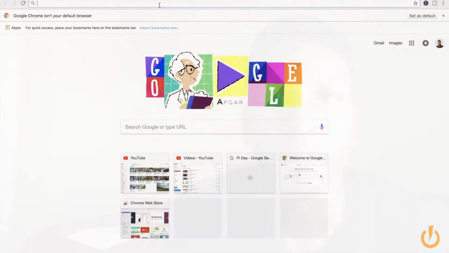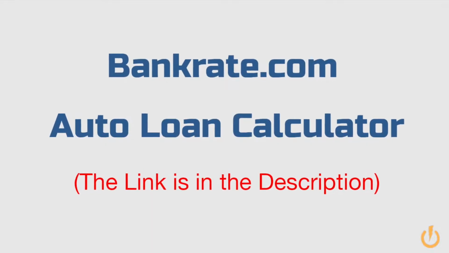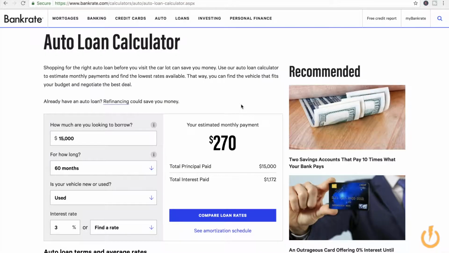Let's get started. Okay, we're going to be looking into the website that we're going to use to calculate the interest on our car loan today. It's going to be called bankrate.com auto loan calculator. I'll leave the link below in the description.